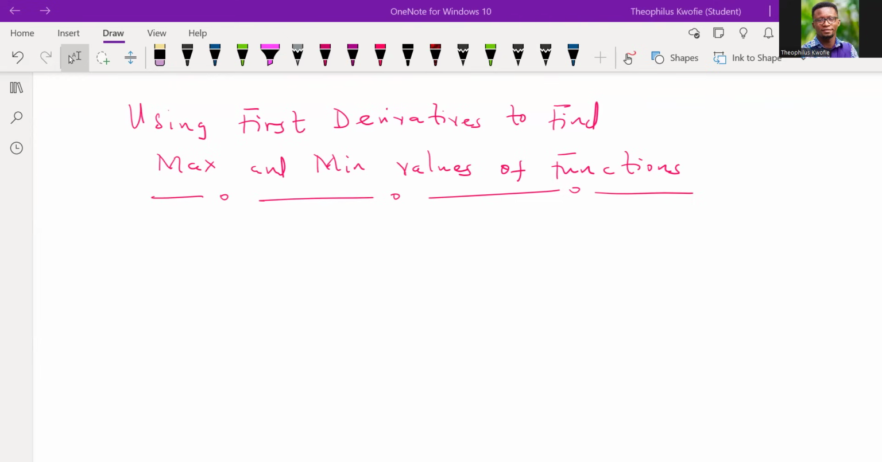So today we are going to look at how best we can use the first derivative to find the maximum and the minimum values of some functions. And then we'll also look at how best we can graph those functions. So stay with me as we explore it together.